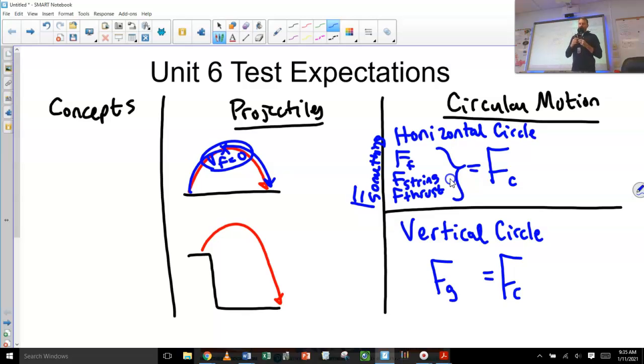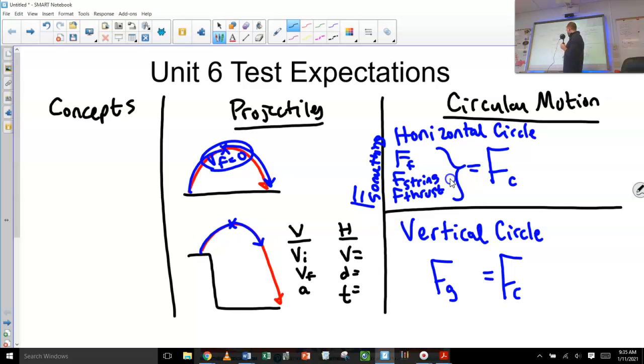This does not work with elevated. If you find the time it takes to get to right here, doubling it only gets you right there. That's not helpful when doing an elevated problem. Remember, in both of these problems, the first order of business is we break these into their vertical and their horizontal components. Horizontally, there is no acceleration, so you just have velocity, distance, and time. Vertically, there is acceleration, so there's an initial velocity, final velocity, acceleration, distance, and time.